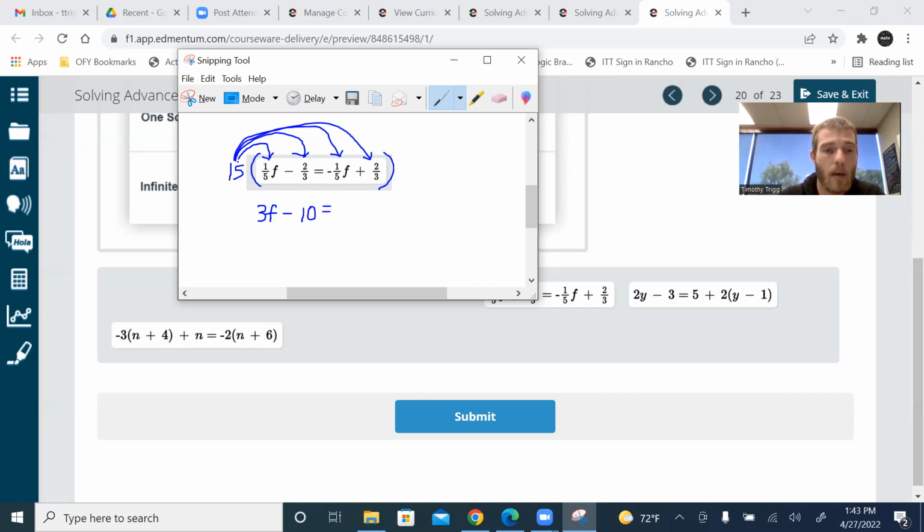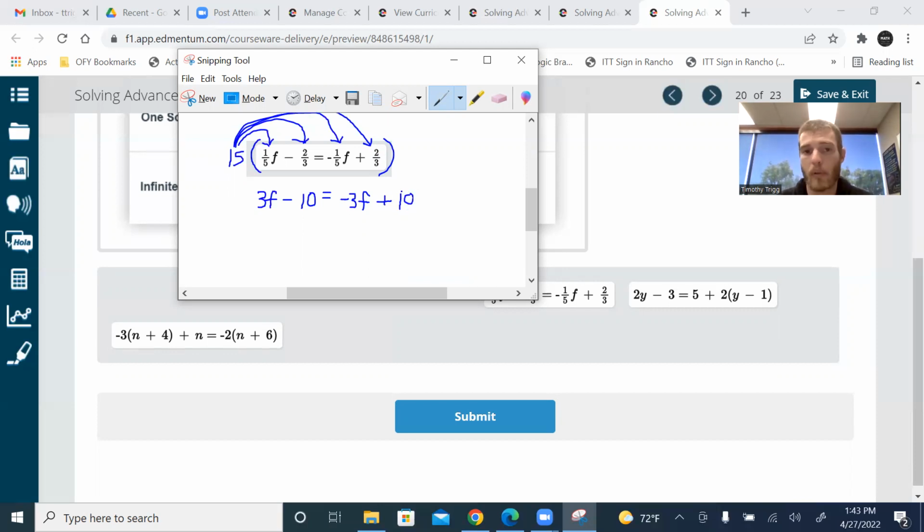Equals 15 times 1 is 15. 15 divided by 5 is 3. Keep in mind it's -3 because of that negative there. So -3f. Lastly, 15 times 2/3. 15 times 2 is 30. 30 divided by 3 is 10. So plus 10.